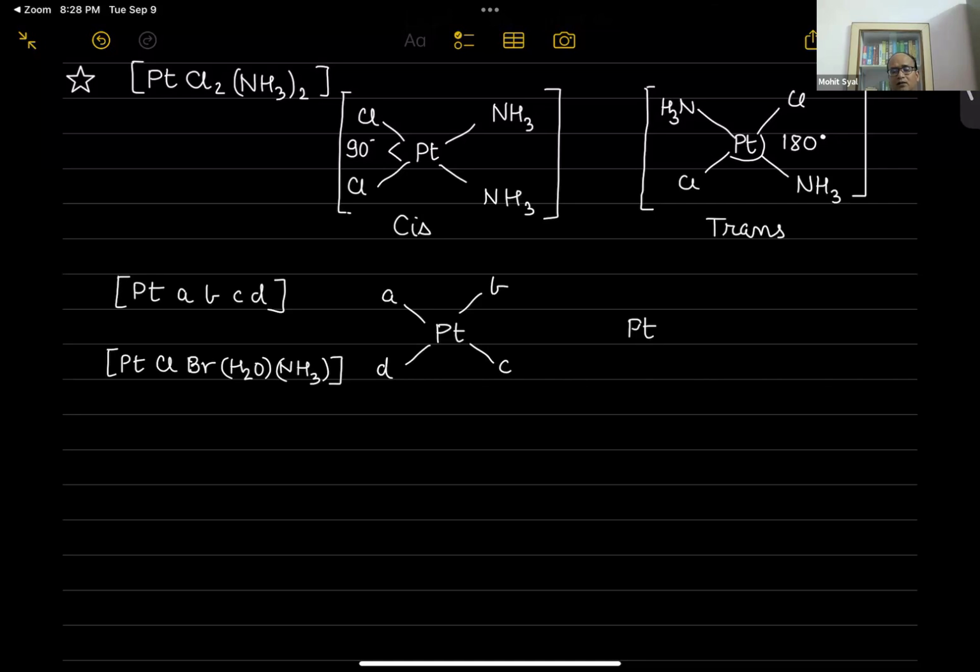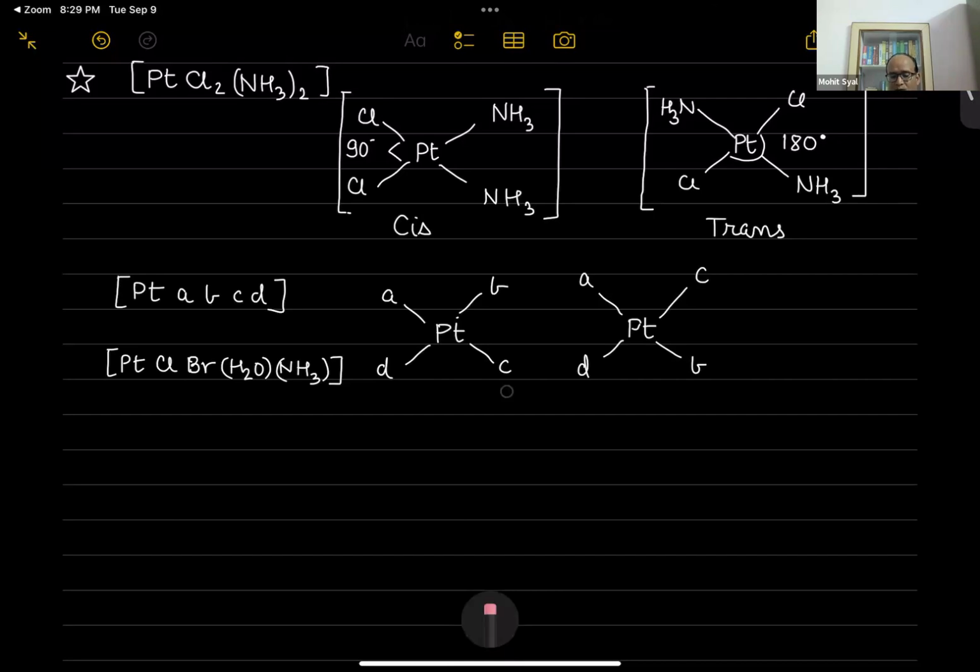So what we can do is choose any two of them. For the sake of convenience, I can choose A and B. You can see that A and B are at 90 degrees. They are cis right now. Make them trans. This is going to be different from the first one. And if you don't want to make them trans, you can keep A and B as cis, but you can interchange C and D.